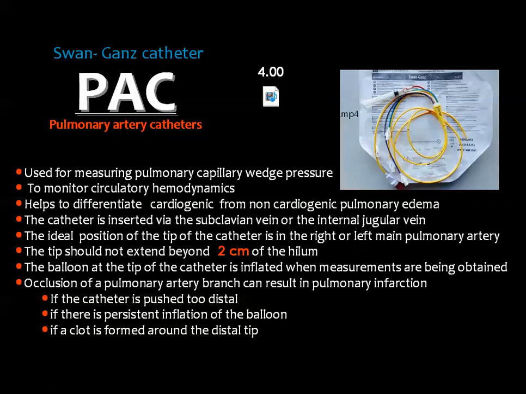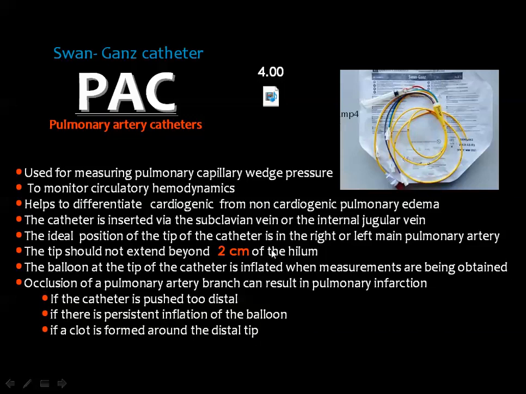Now we come to the Swan-Ganz catheter, which is a pulmonary artery catheter, and this is used for measuring the pulmonary capillary wedge pressure and to monitor the circulatory hemodynamics. In some cases, it can help to differentiate cardiogenic from non-cardiogenic pulmonary edema. The Swan-Ganz catheter is a long catheter that is inserted intravenously, aiming at the pulmonary artery, and the tip of the catheter should not extend beyond 2 centimeters from the hilum.